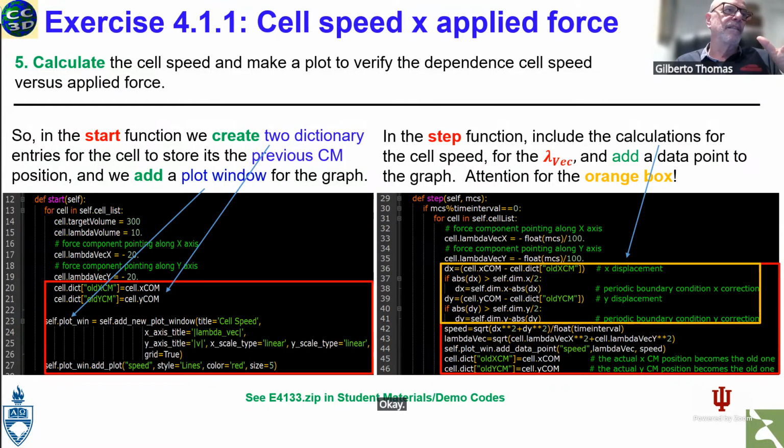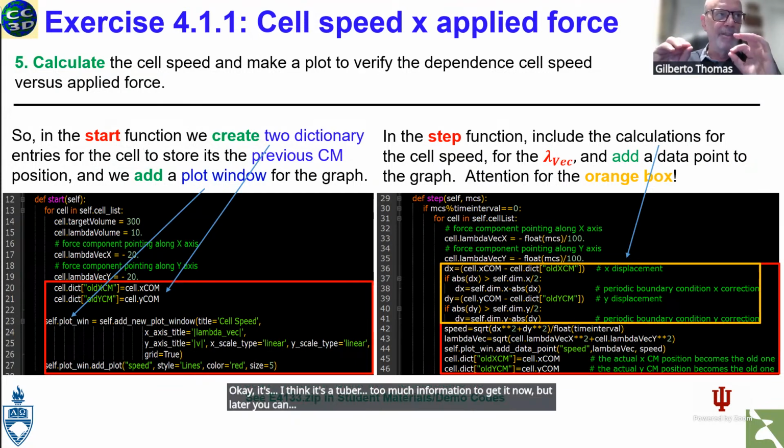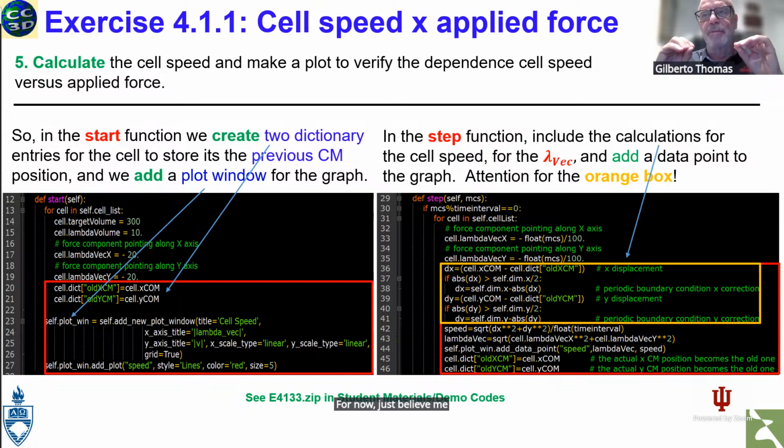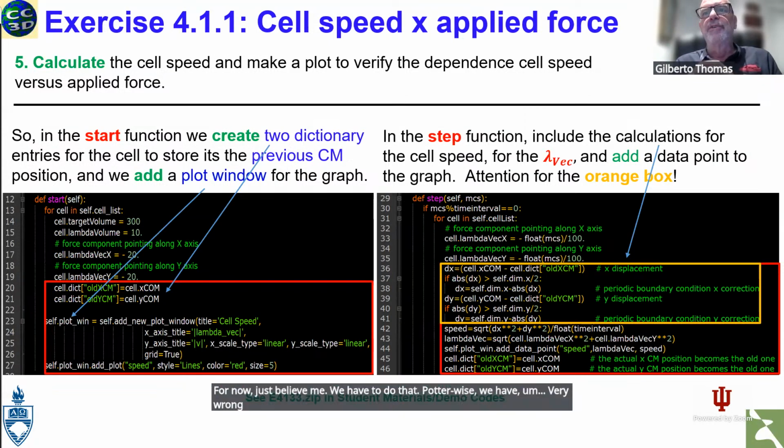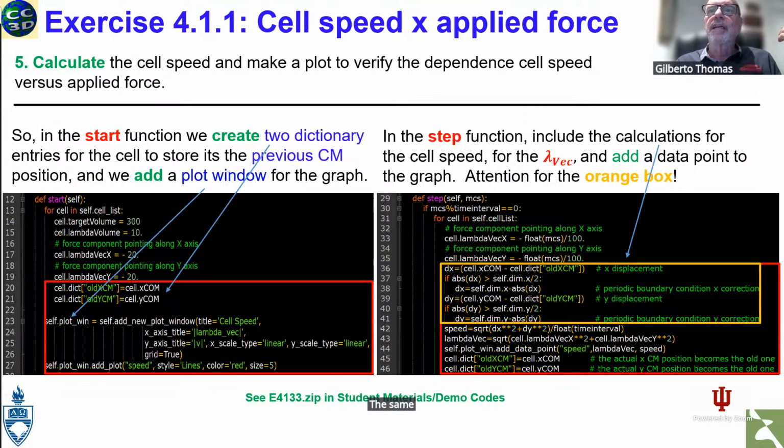Okay, I think it's too much information to get it now, but later you can draw on a piece of paper and analyze this thing, okay? For now, just believe me, we have to do that, otherwise you have a very wrong calculation if you don't correct the periodic boundary condition. The same we have to do for the y component.